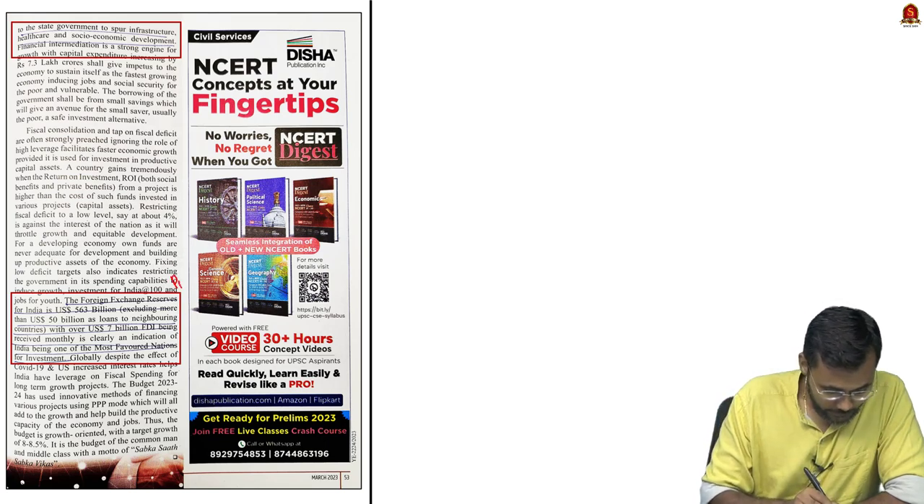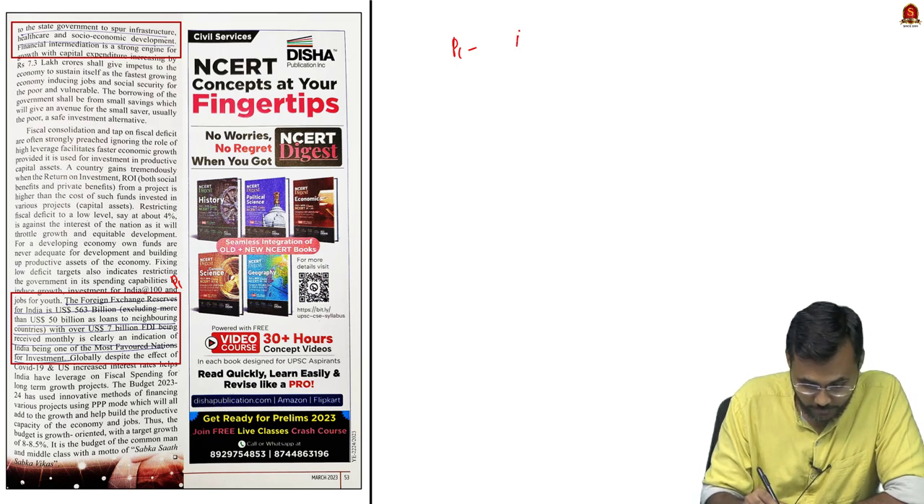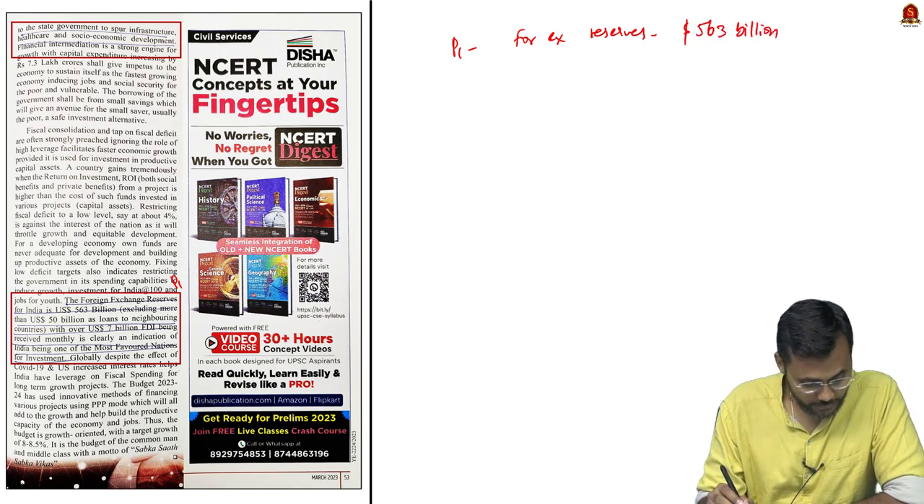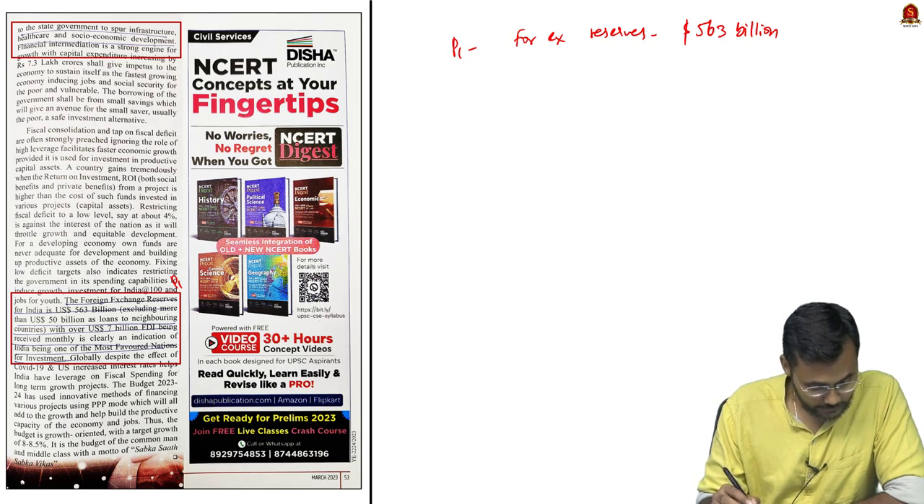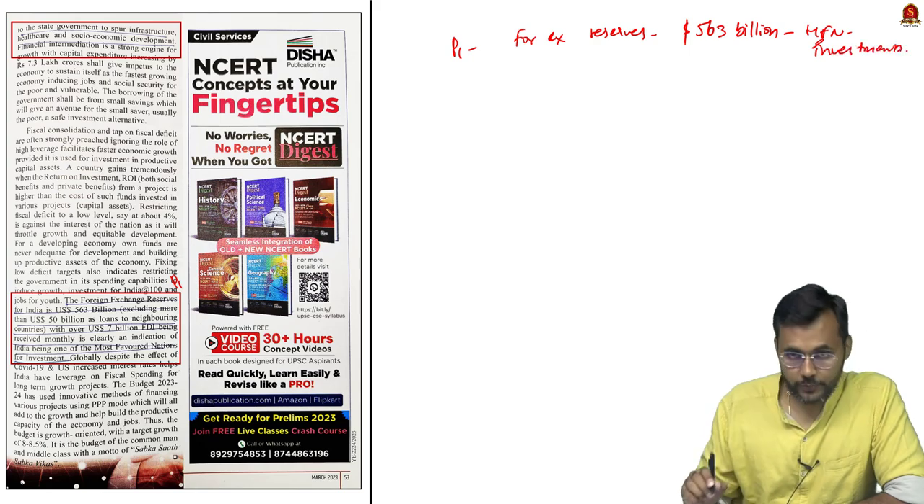And paragraph 1, the last one, says about foreign exchange reserves. So right now its number is around 563 billion, and 50 billion given as loans to other countries. This clearly shows that India is the most favored nation for investments.